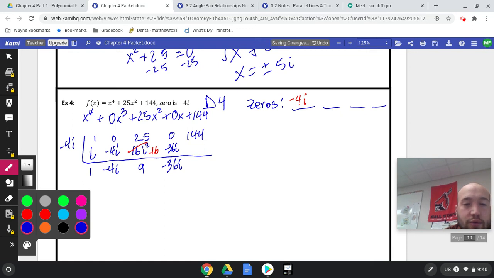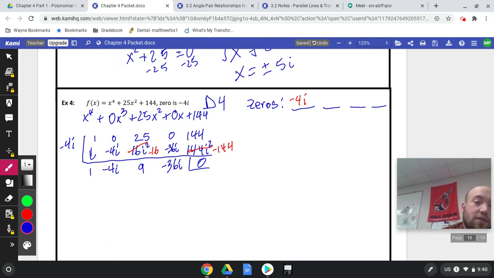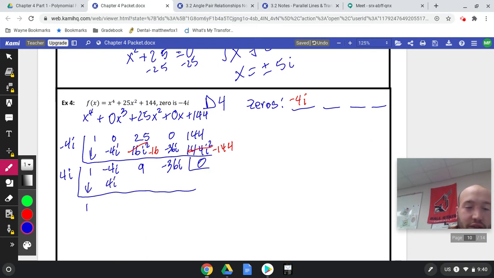Multiply again, and we'll get positive 144i squared, which means it's the same as negative 144. And so if we add down, that becomes a 0. So what we need to do next is the conjugate, which, if it's negative 4i, that means 4i. So we drop the 1, as always. Multiply, we get 4i. This will cancel to 0. We'll still get a 0 there. Then we'll get a 9. 9 times 4i is 36i, which is good because that means that cancels.